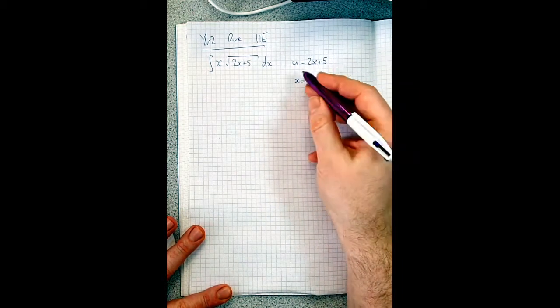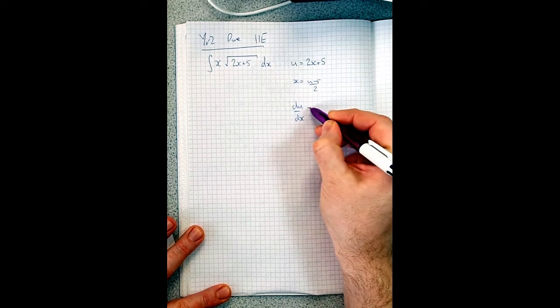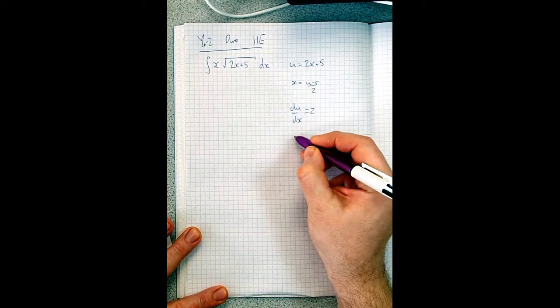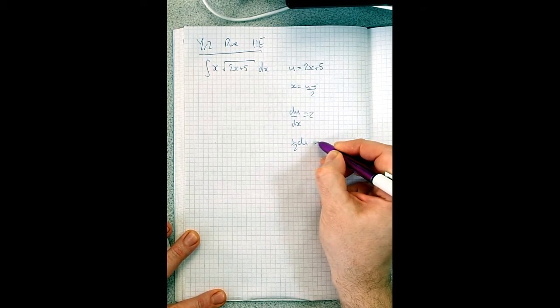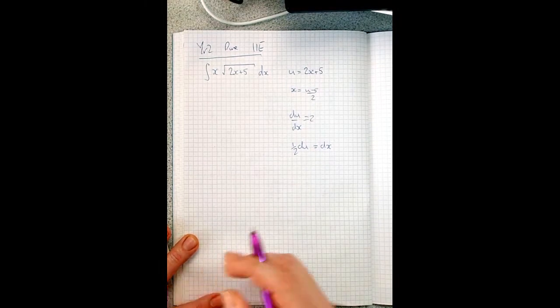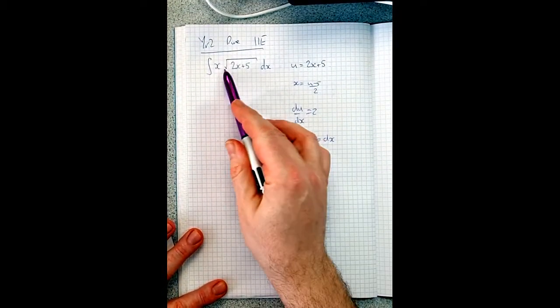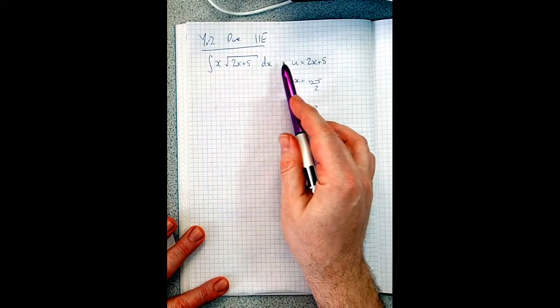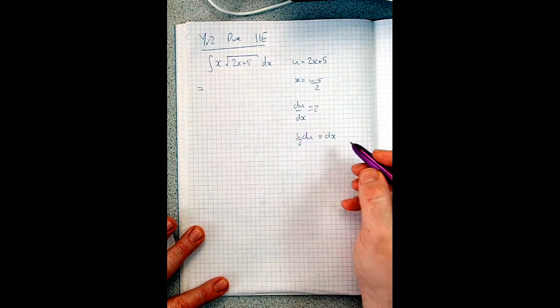Well, if I differentiate u, du dx is 2. So of course dx is a half du. So I'm going to replace x with u minus 5 over 2, I'm going to replace root 2x plus 5 with root u, and I'm going to replace dx with a half du.